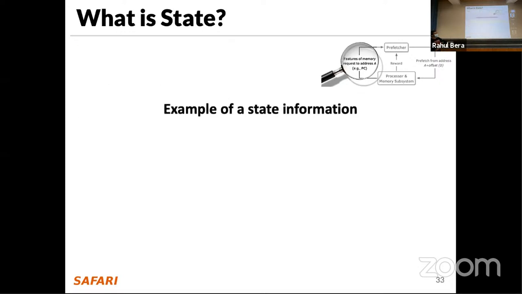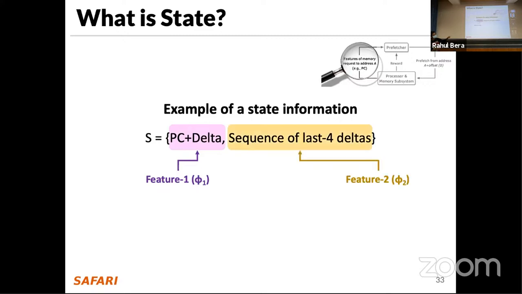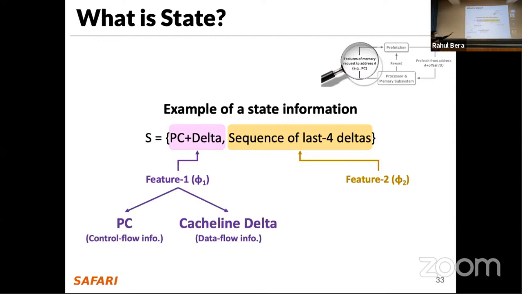Let me give you an example of state information like this. Here the state is composed of two features: the PC plus delta, and the sequence of last four deltas. That's the second feature. The first feature is further composed of control flow information like PC and data flow information like delta. Whereas the second feature is purely composed of data flow information, which is the sequence of last four deltas. In this case, the plus is the addition. You can think of it as an XOR operation, or as a normal addition operation. You can just try it out, and we have tried lots of hashing functions and operations to concatenate these features.